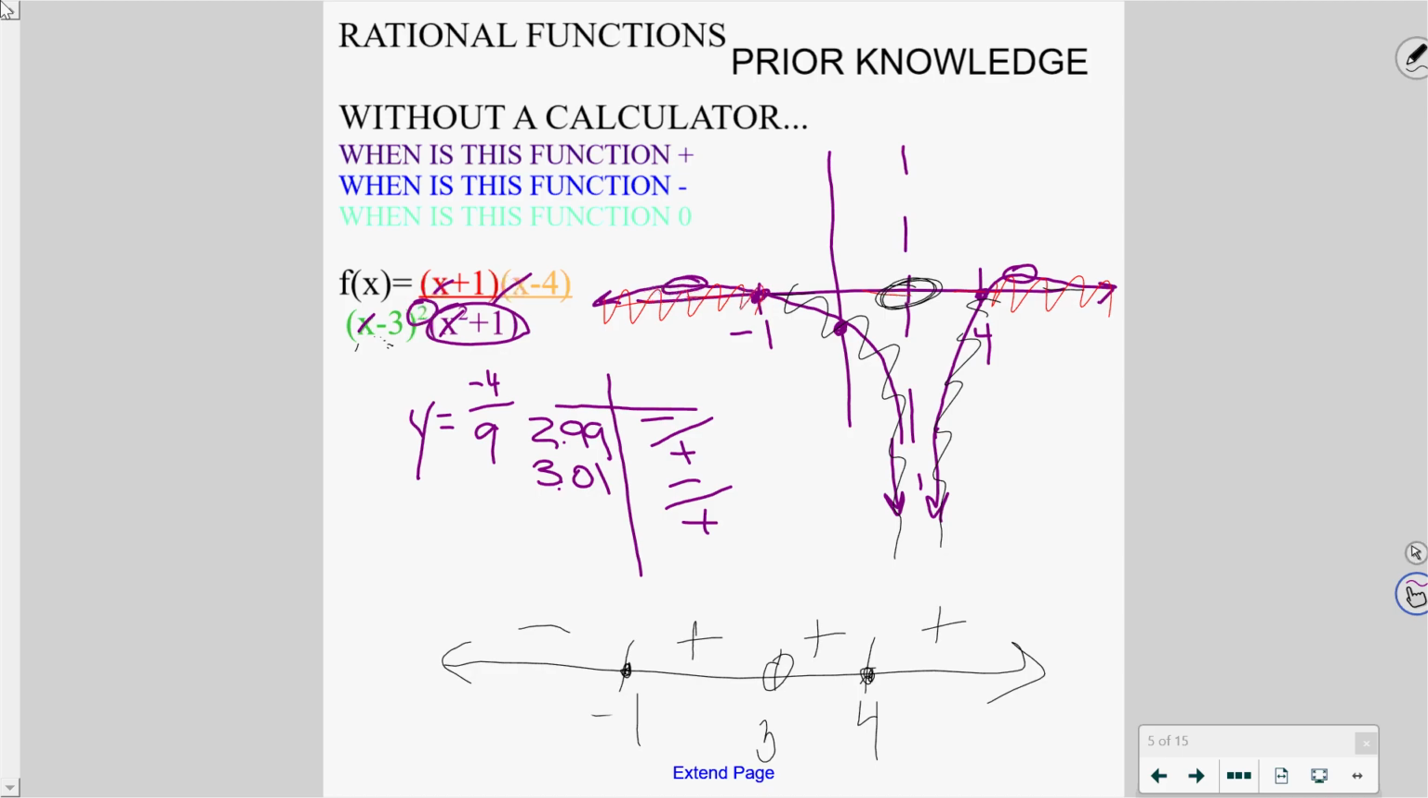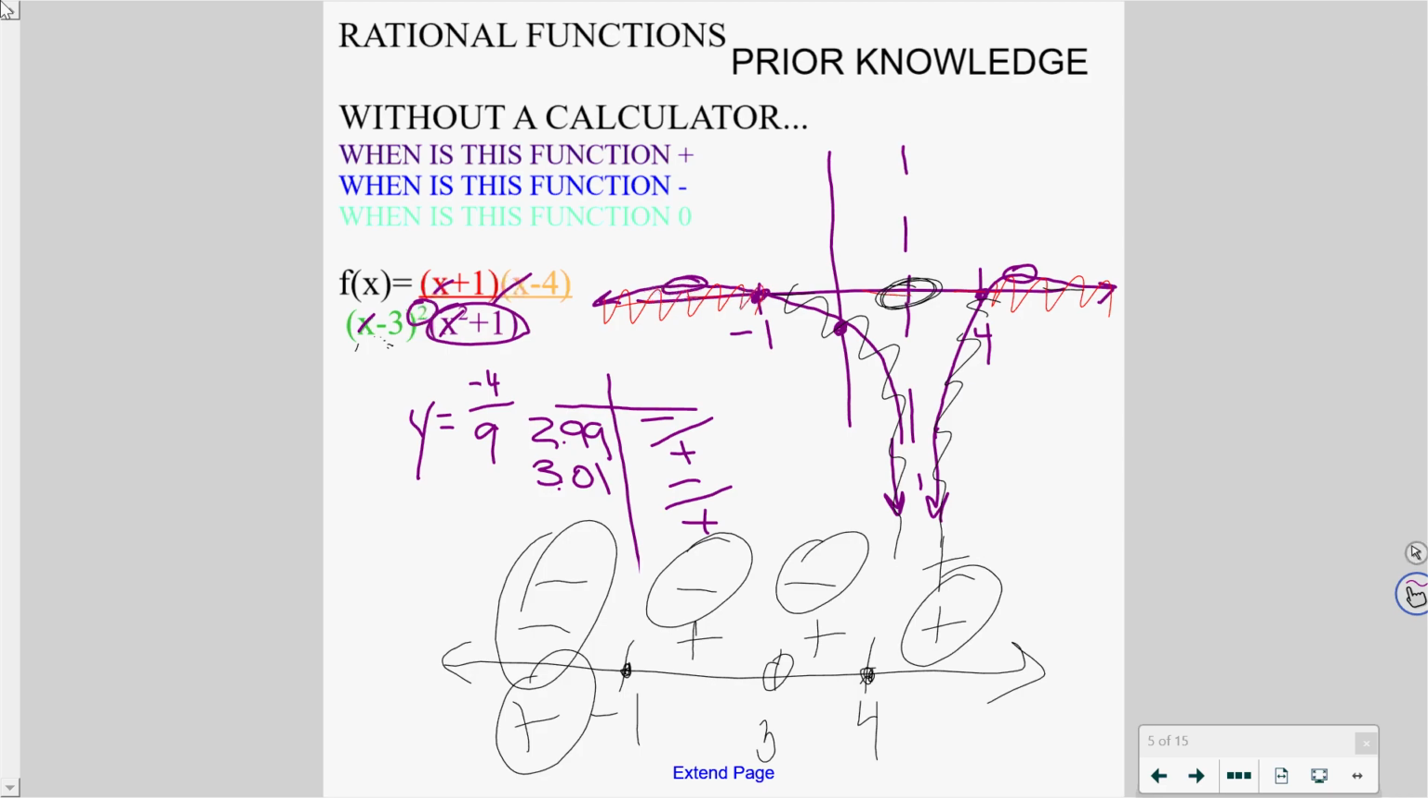Sign graph for the 4 in the numerator, so I like to write it on top. Sign graph for the denominator, do I need any? It's squared, so I don't need any, right? So it's always positive. So let's look. Positive, negative, negative, positive. Same answer, right?